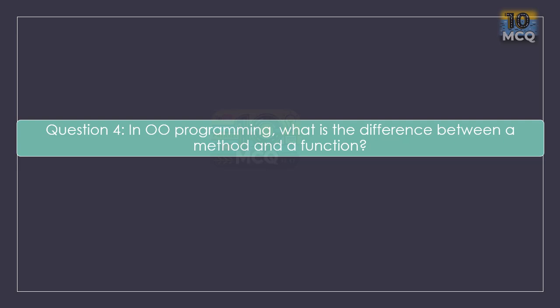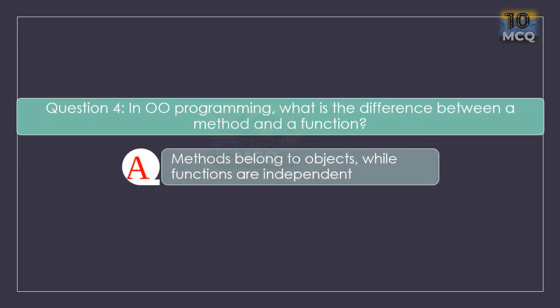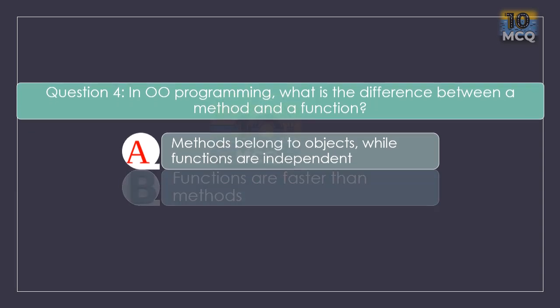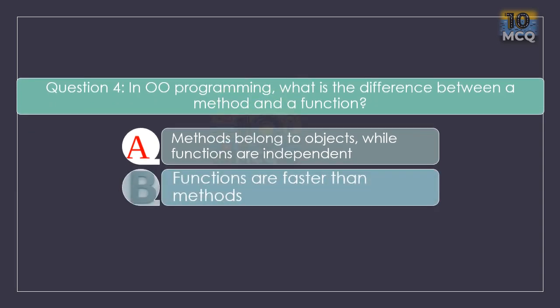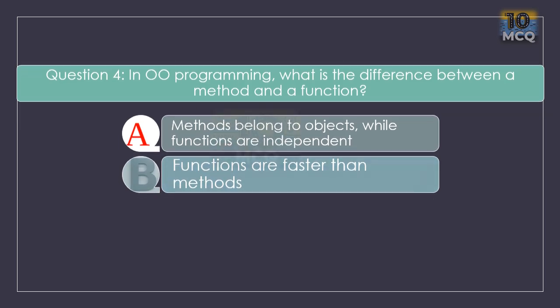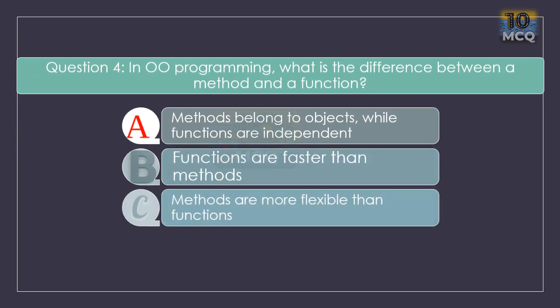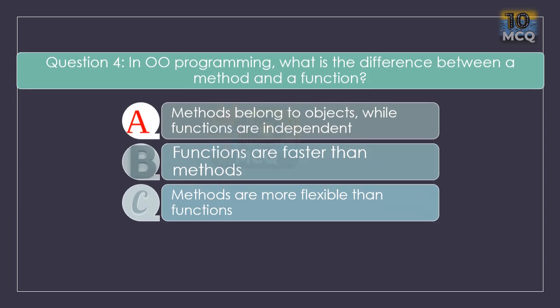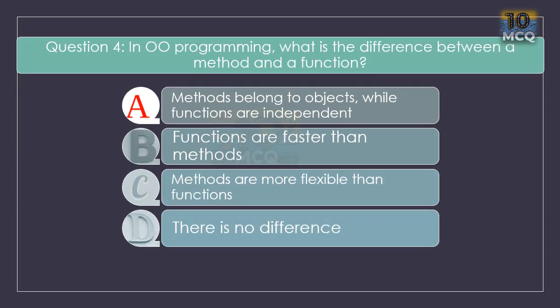Question 4. In object-oriented programming, what is the difference between a method and a function? Option A, methods belong to objects, while functions are independent. Option B, functions are faster than methods. Option C, methods are more flexible than functions. Option D, there is no difference. The correct answer is option A. Methods belong to objects, while functions are independent.